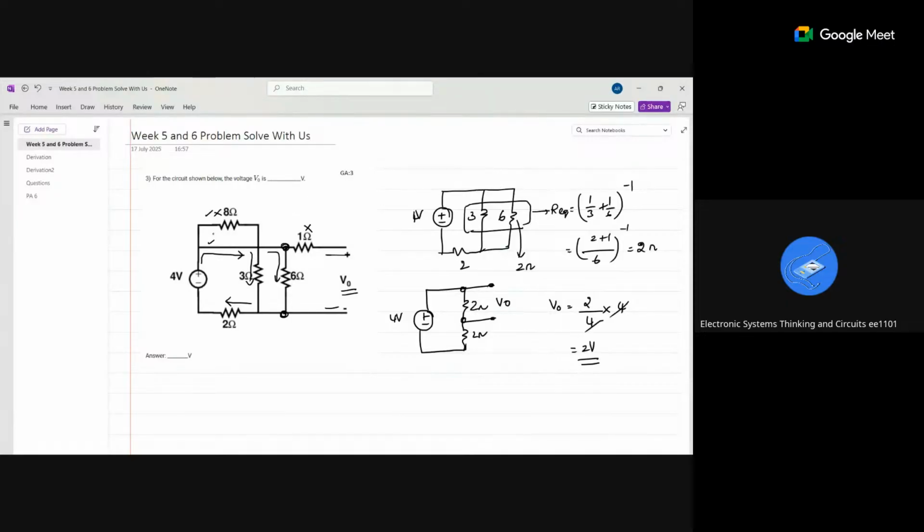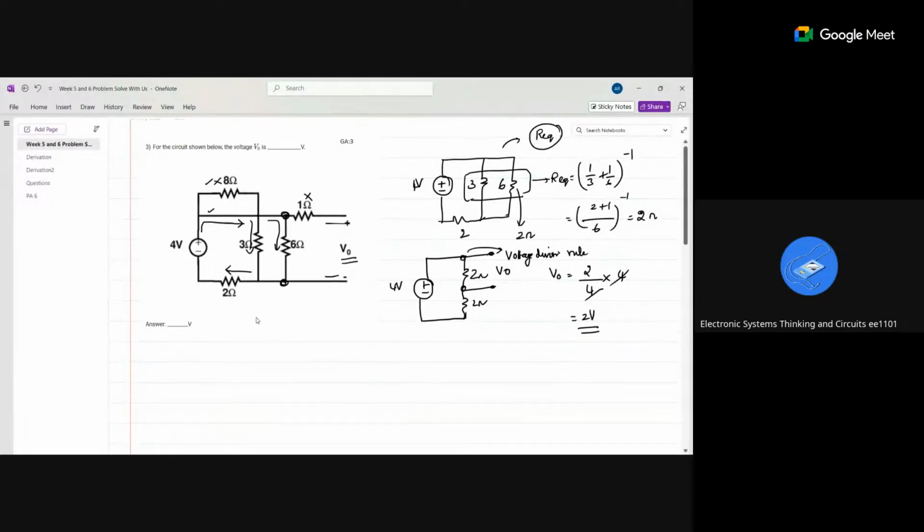So first we found the path through which the current flows. Then we found the R equivalent. Then we applied the voltage division rule. Yes. So shall we go to the next question?